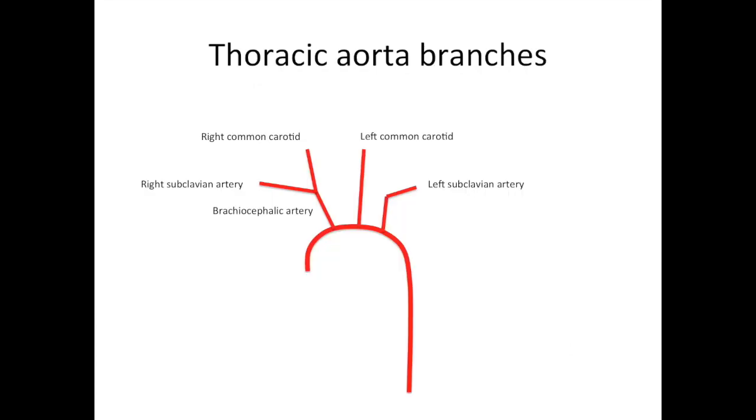And then there's some branches of the thoracic aorta, and these are really important branches. And it's really important to remember these names. We've got the brachiocephalic artery, which is the first branch coming off the arch of the aorta. This divides into the right subclavian artery and the right common carotid artery. The next branch of the arch of the aorta is the left common carotid artery, and then we've got the left subclavian artery.